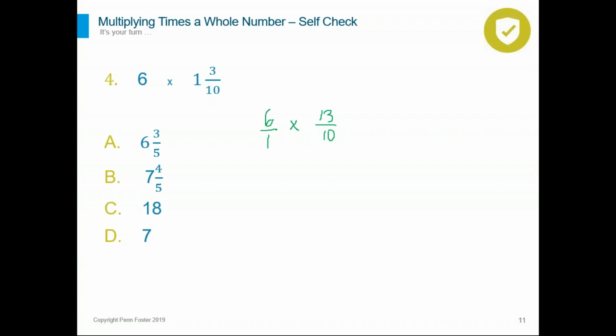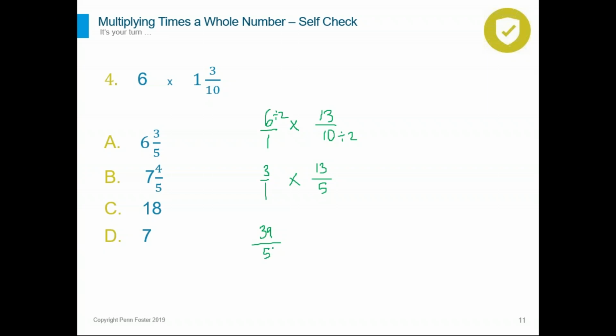I have two even numbers, 6 and 10. Then for sure 2 is a common factor. Divide over 2 and divide over 2. 6 over 2 is 3 over 1 times 13 remain the same. 10 over 2 is a 5. Nothing else can be eliminated. Then we are able to just go ahead and multiply across. 3 times 13 will give you 39. 1 times 5 is 5.